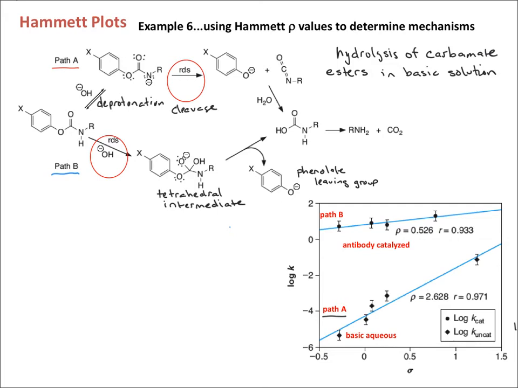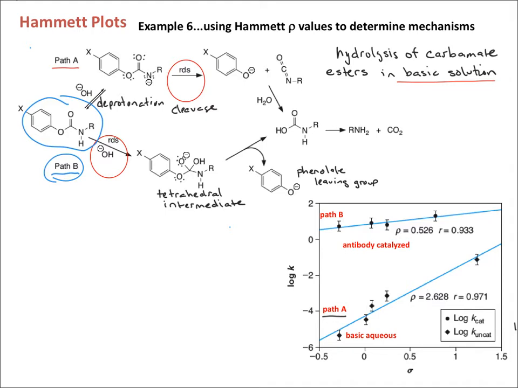In this example, the mechanism for the reaction of the hydrolysis of carbonate esters was investigated under two different types of conditions. In path A, the reaction was carried out under basic conditions, using hydroxide as the base, and in path B, the reaction was carried out in the presence of a catalytic antibody. In both cases, the same starting material was utilized.